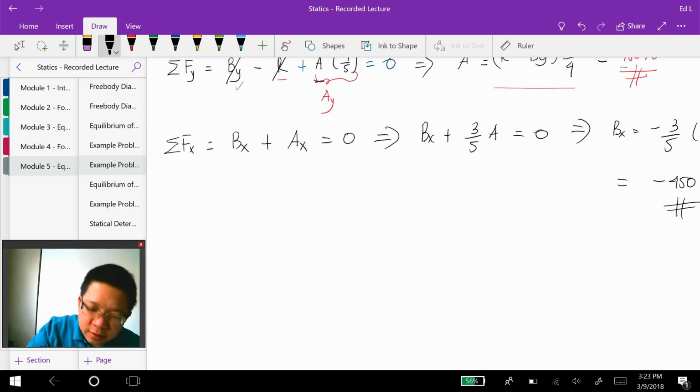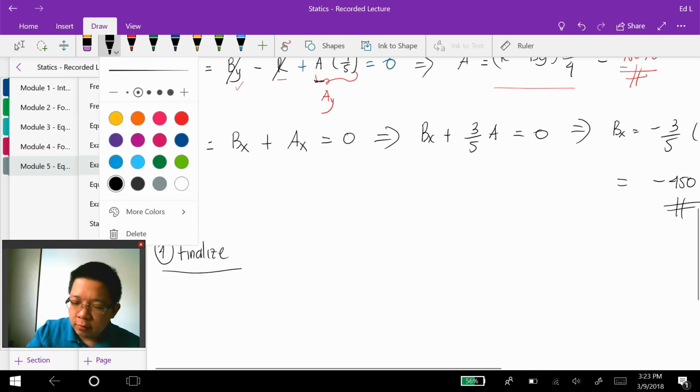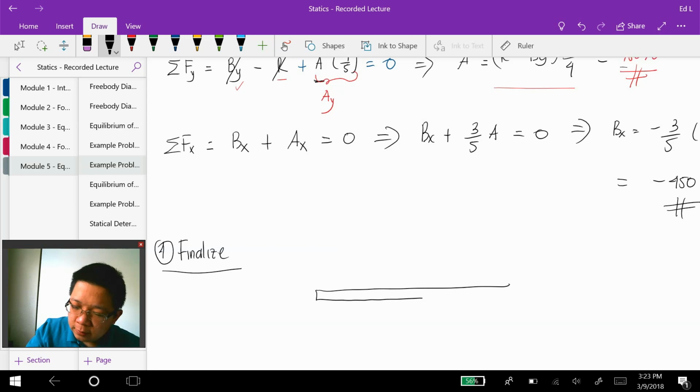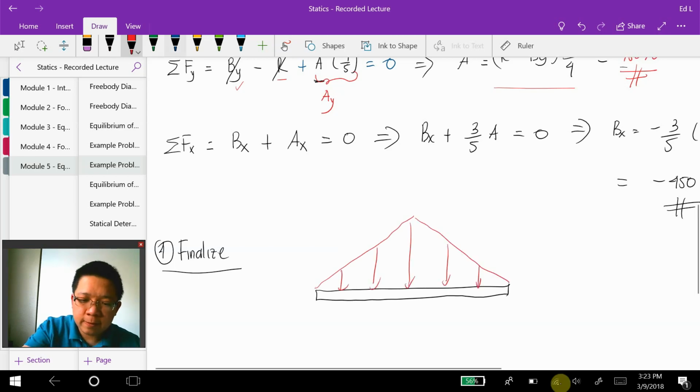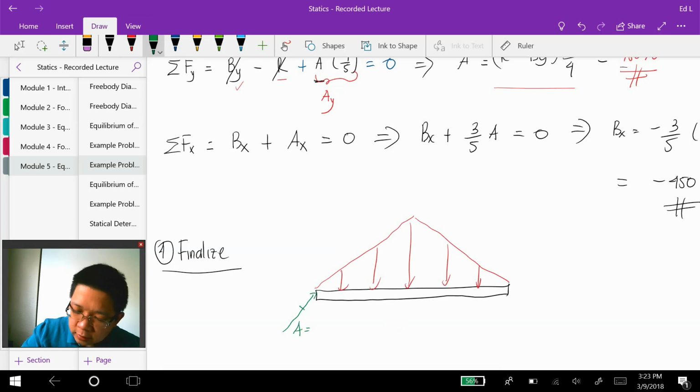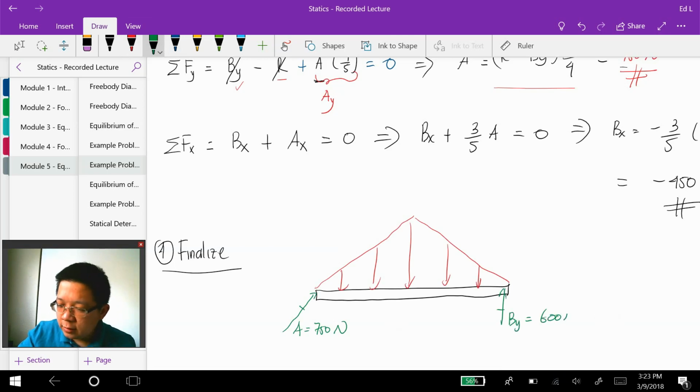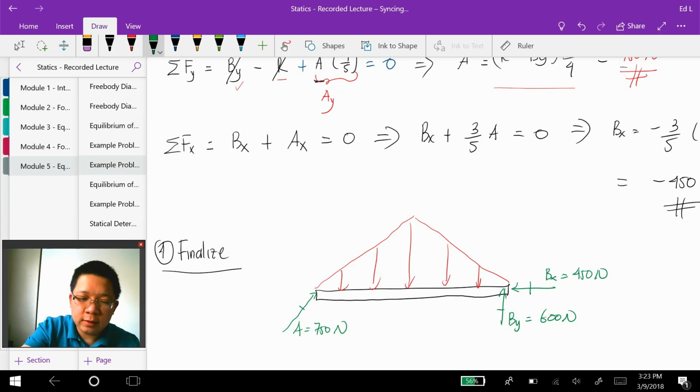The negative sign means that it will go in the direction opposite to the one that we assumed initially. So let's finalize, and I'd like to resketch everything one more time. This is our beam. This is the distributed force. This is A, 750 Newton. This is By, 600 Newton, and Bx is going in the other direction, 450 Newton, and the intensity of the distributed force here is 400 Newton per meter.